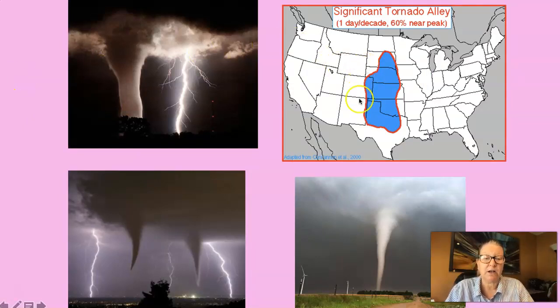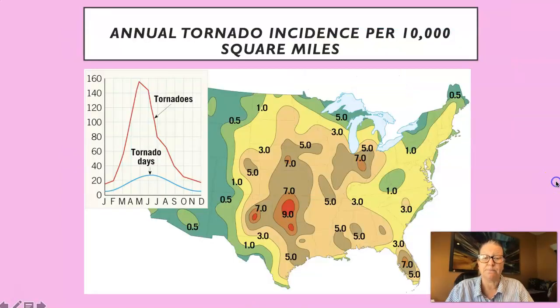Now, this region in the country right here is sometimes called Tornado Alley because this is where we most frequently see tornadoes. Let's take a look at why that is. Here are some more data that show why this area is called Tornado Alley. This is showing the number of annual tornadoes, and this region right here is where we have 7 to 9 tornadoes a year on average. Most of the rest of the country has less.